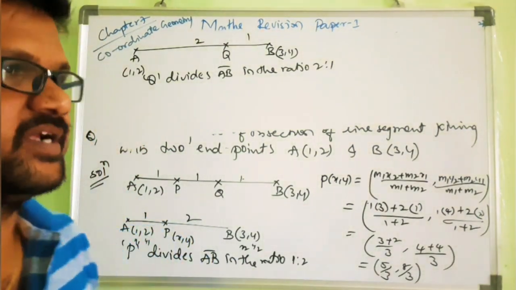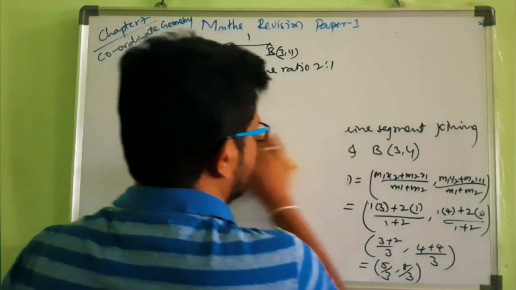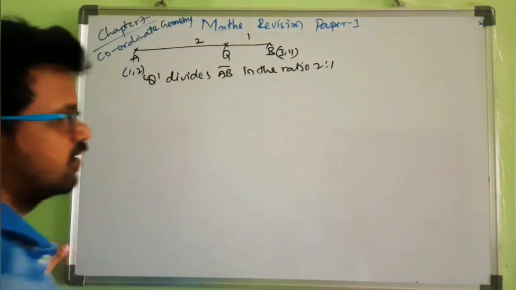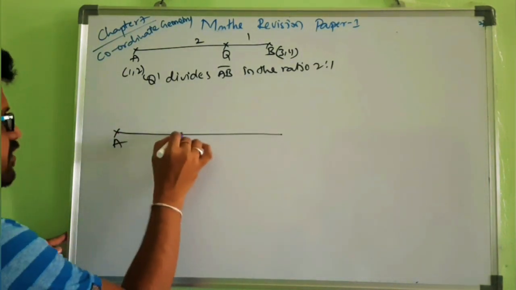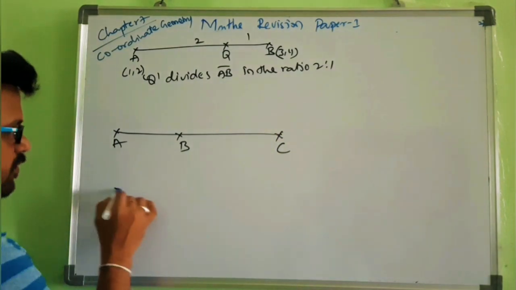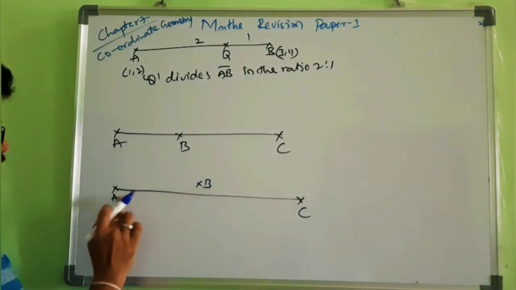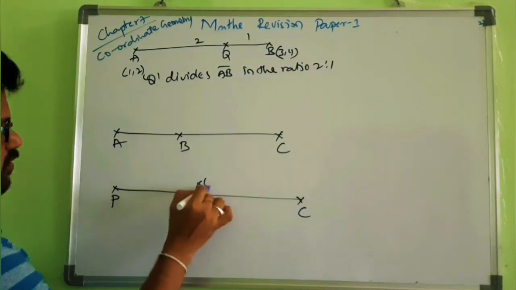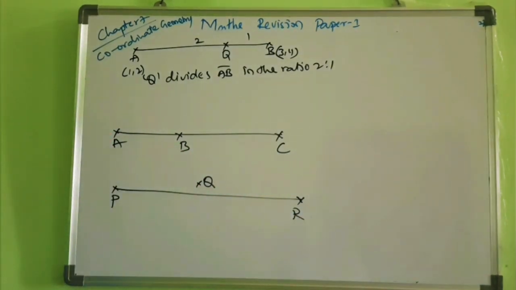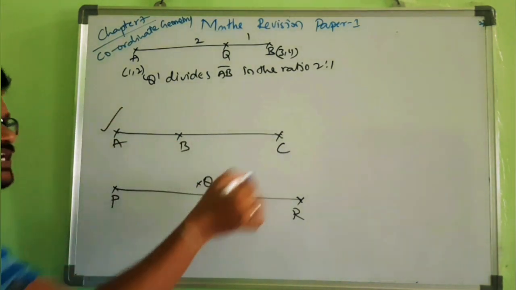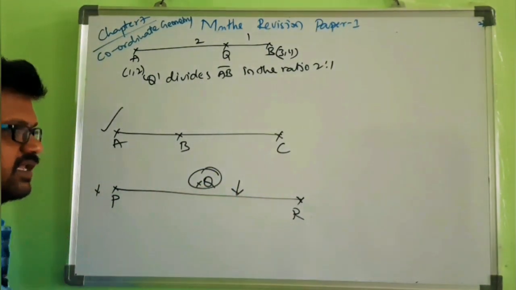What about the collinear points? What do you mean by collinear points? The points which lie on the same line are called collinear points. For example, see here, A, B and C. Otherwise take another one, P, Q, R. Which are collinear points from these two? So these A, B and C are collinear points. What about here, P, Q and R? Not collinear. Why? Because Q is not lying on the line segment.